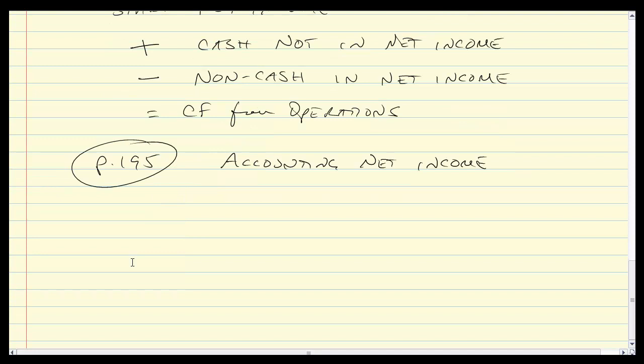So using the statement of cash flows as our point of reference, then you can look at page 195, and there's a nice exhibit there. But basically what I'm going to do is do a rearrangement of it that I think, with combining what's in the textbook plus this, I hope will help to solidify what's going on for most people. So we start with accounting net income.